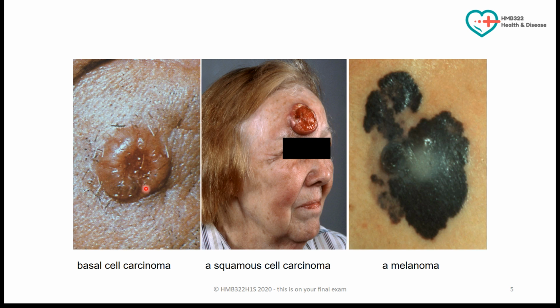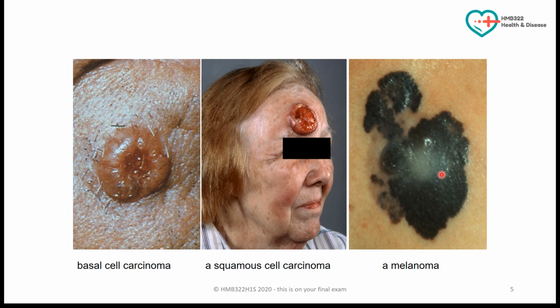But we could have things like basal carcinoma. And when we start talking about the different skin layers, you should be getting a good idea of like what types of skin cells are involved. We could have squamous cell carcinomas. And again, these are very serious conditions.